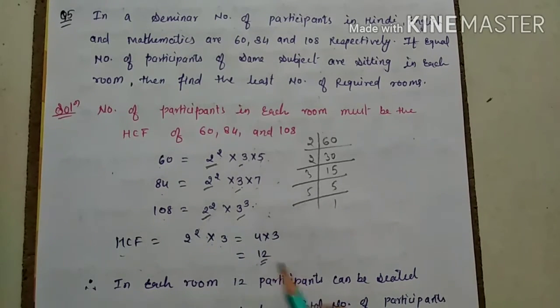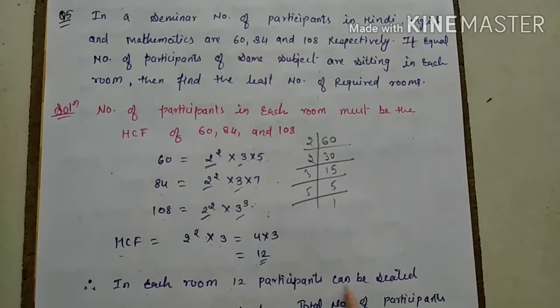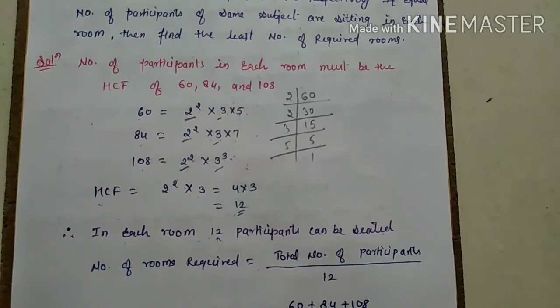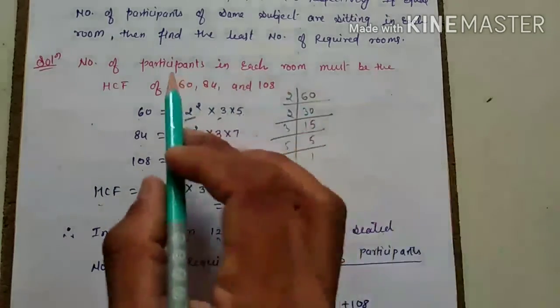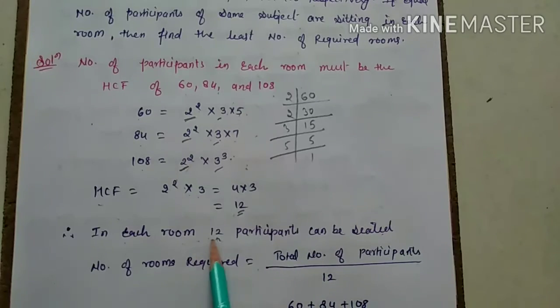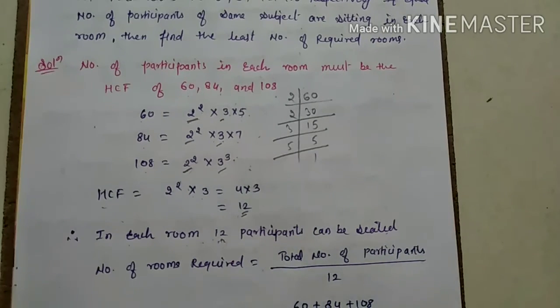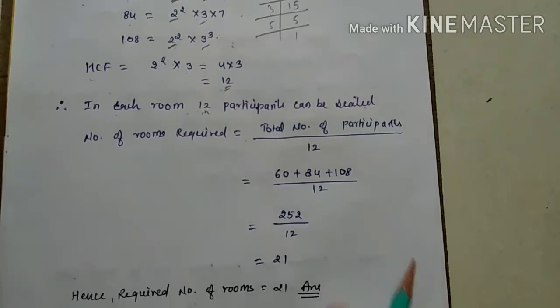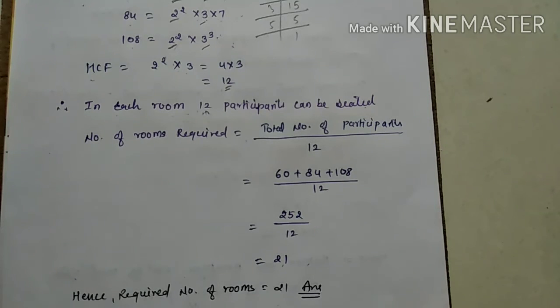It means 12. How many rooms? In each room 12 participants can be seated. In each room, how many students can be seated? 12. Okay. Now, I want the number of rooms. I require the number of rooms. Correct. So, the number of rooms required equals the total number of participants. Total number of participants, in the sense I have to add 60, 84 and 108, upon, in one room, how many students can I allot? 12. So, I will divide. I will get the number of rooms required. So, how many rooms do I require? 21. So, hence, the required number of rooms is 21.